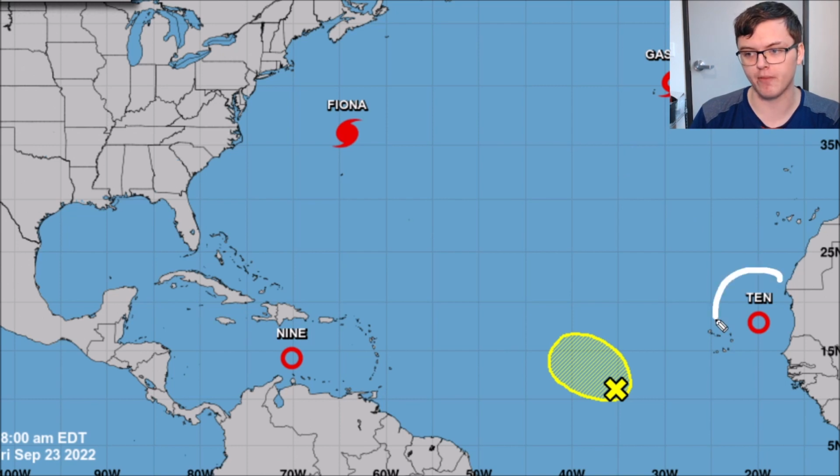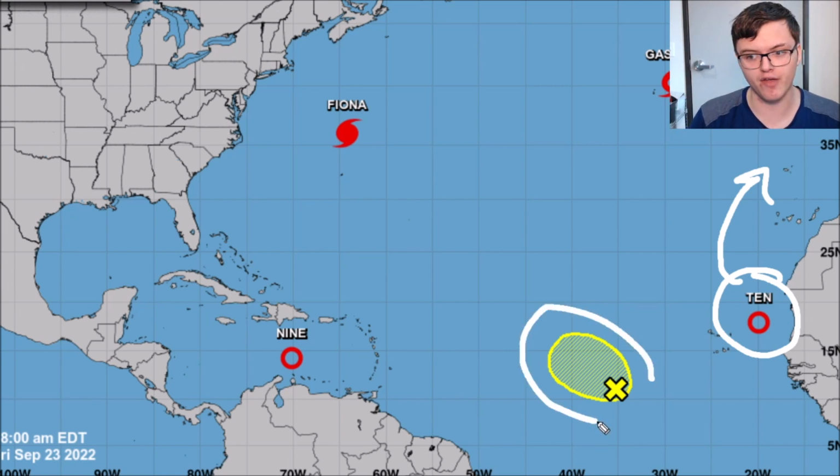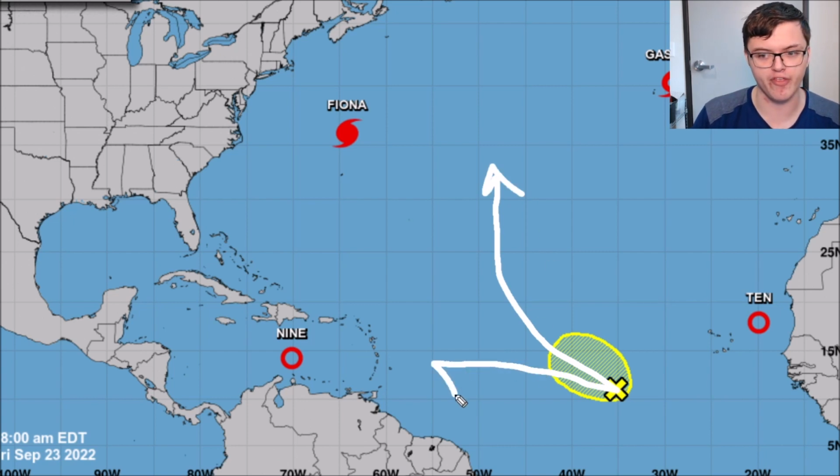We also have Tropical Depression 10 that has just formed off the Africa coast. This is forecasted to stay well toward the east. Will not impact us either. And another area of development out in the central Atlantic Ocean. This is forecasted to most likely go off to the north. Low chance it goes out in this direction, but just something to monitor over the long term.